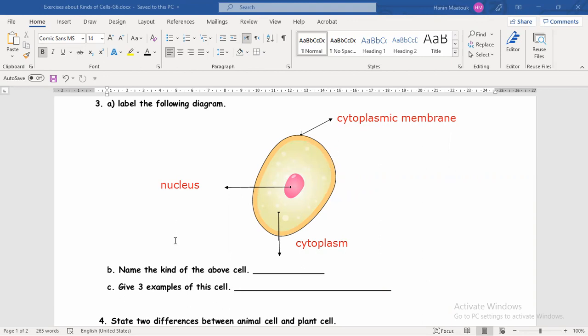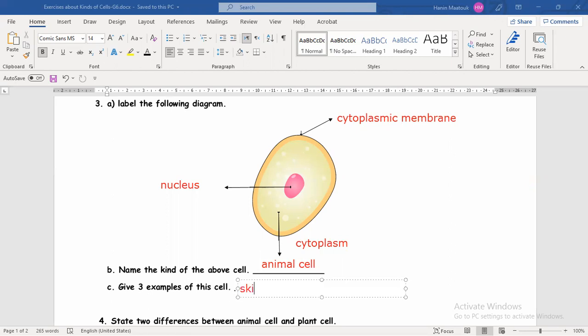So it will be easy for me to continue solving the following question. In B, name the kind of the above cell. So because I have three parts, it will be easy for me to write that it's an animal cell. Give three examples of this cell. As I told you before, we can write any cell that is found in our body.